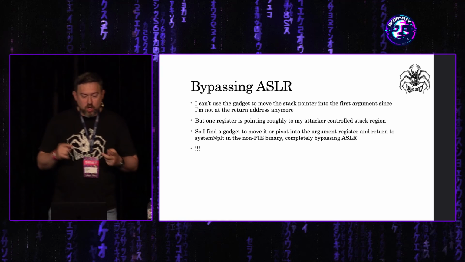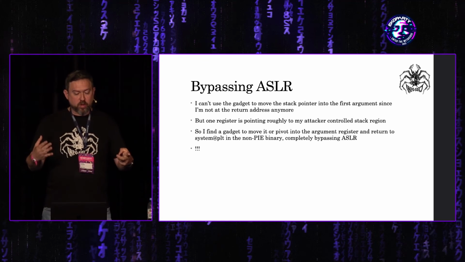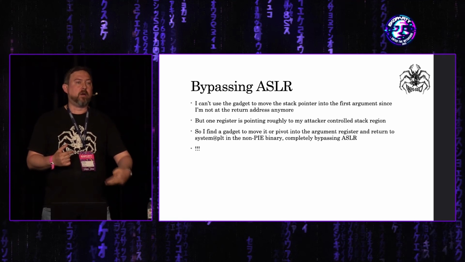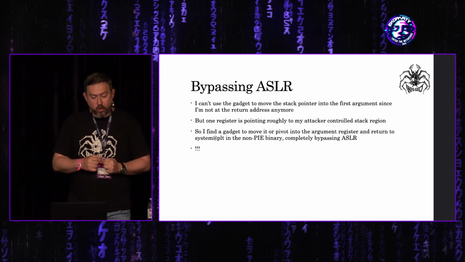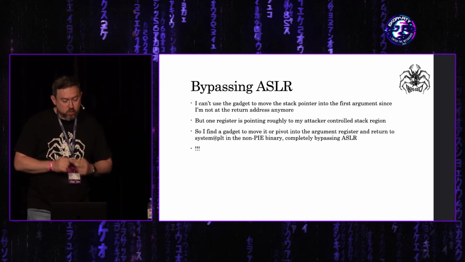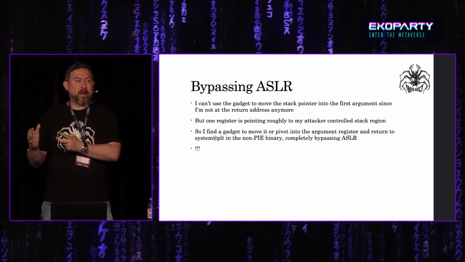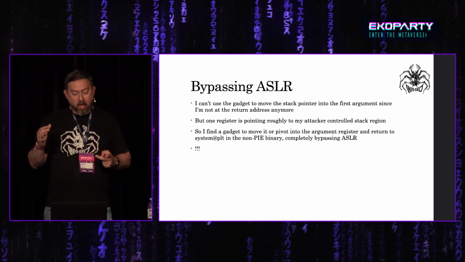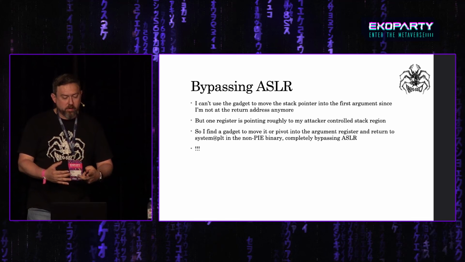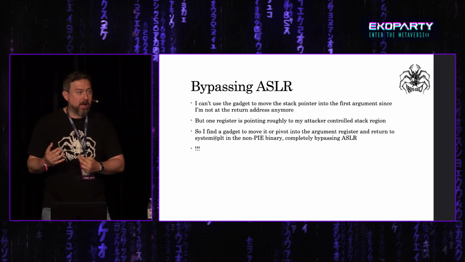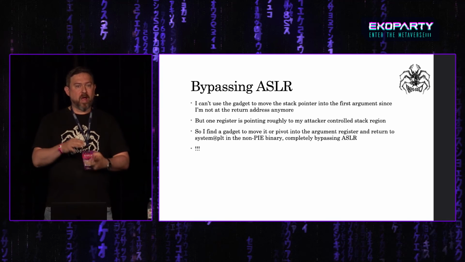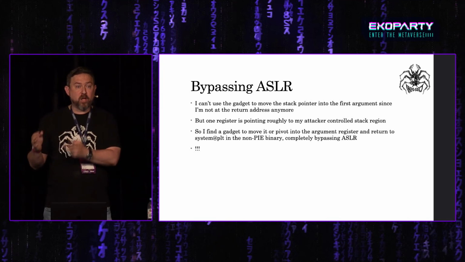And we can't use our traditional gadget anymore to move the stack pointer into the first argument because we're using that vtable function pointer. We're not using that classic thing anymore. But what we can do is there's a register pointing to attacker-controlled data, and we can pivot our argument register and return into system in our binary, bypassing ASLR because we're using fixed addresses for code and data in our non-PI binary. We're able to put arbitrary payloads for our system library call and execute shell commands.